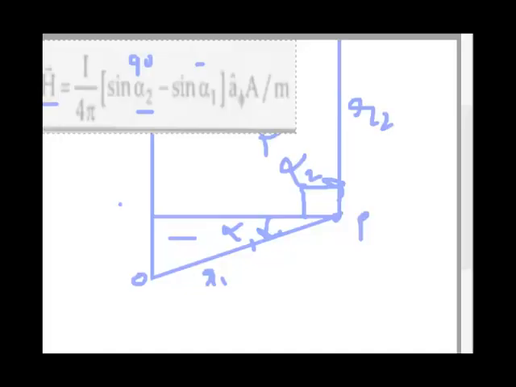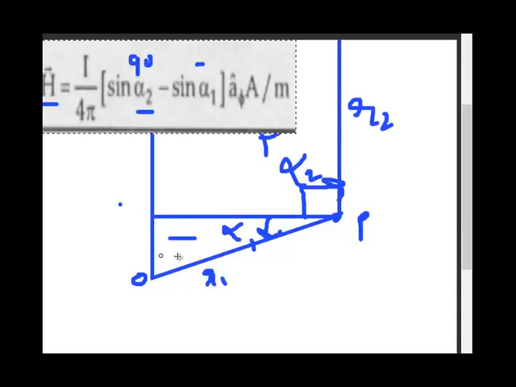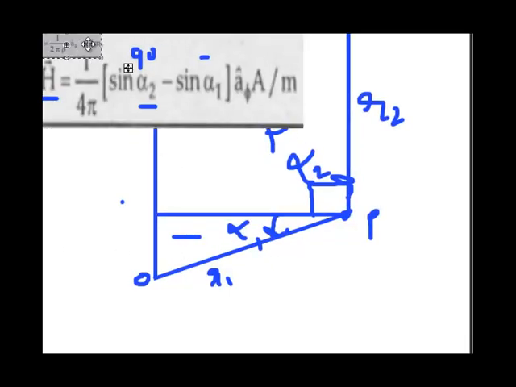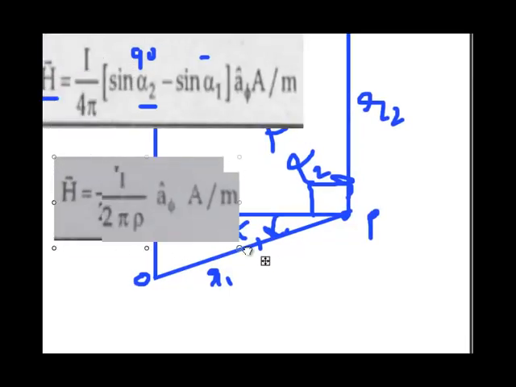For a finite filament carrying current, we have to use this formula. For semi-infinite and finite, we have to use the above formula, and for finite, we have to use this formula, the one below. This is all about the magnetic field intensity due to an infinite filament carrying current I.